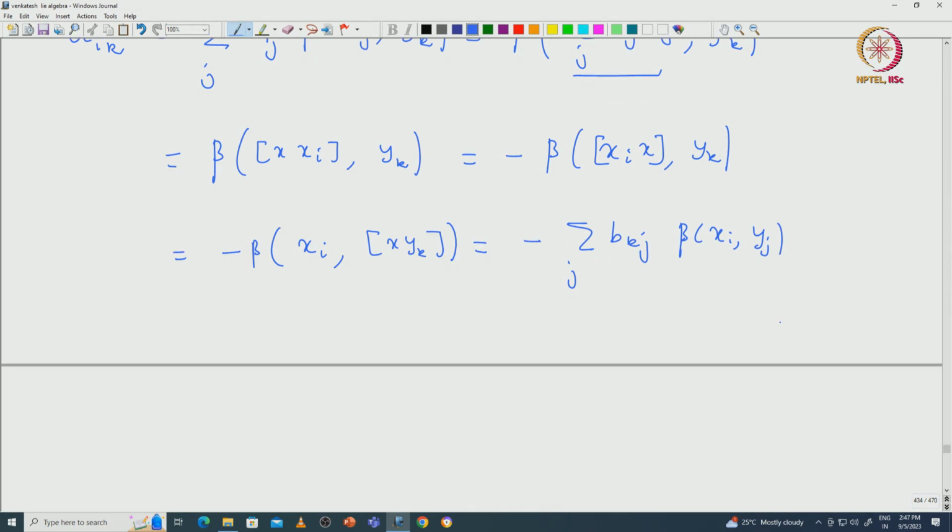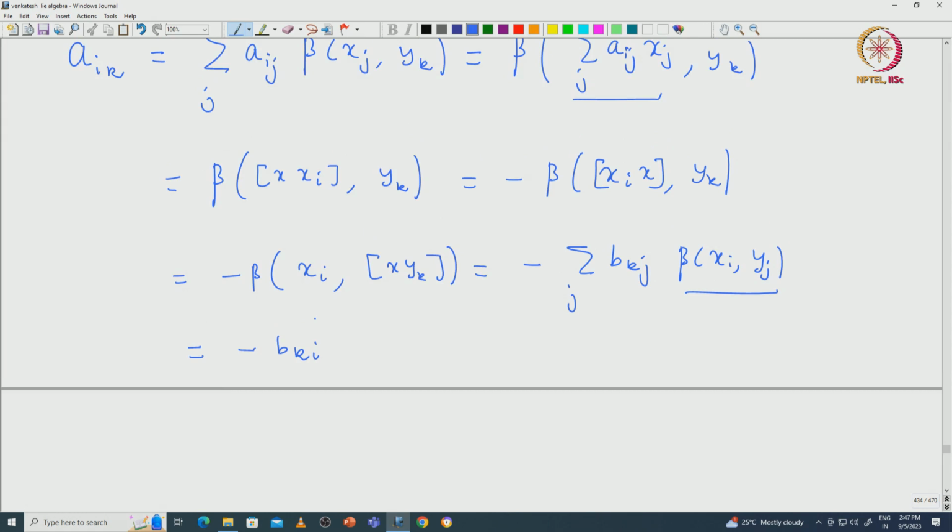But note that beta of x I comma y j is delta I j. So, in particular, when I equals j, we get this coefficient b k I. This exactly gives us minus b k I. This means what we proved is that a k I is nothing but equal to minus b k I, using the associativity of beta, and this is true for all I, k.